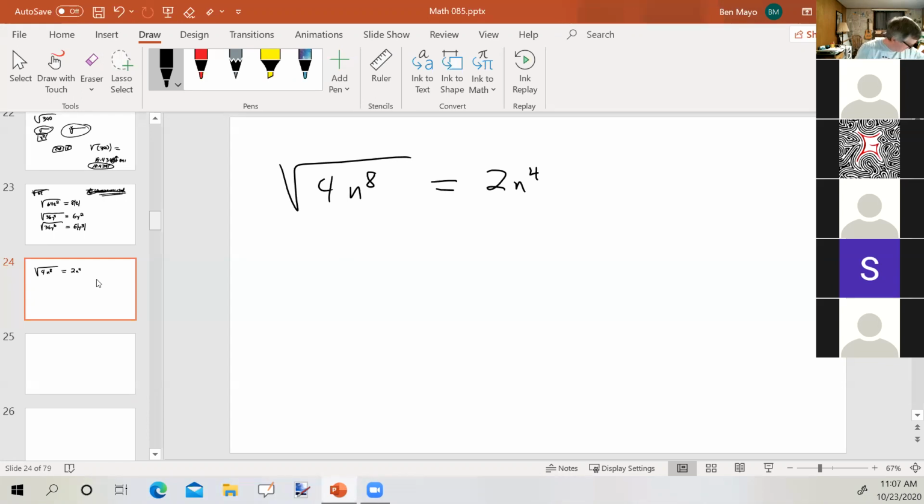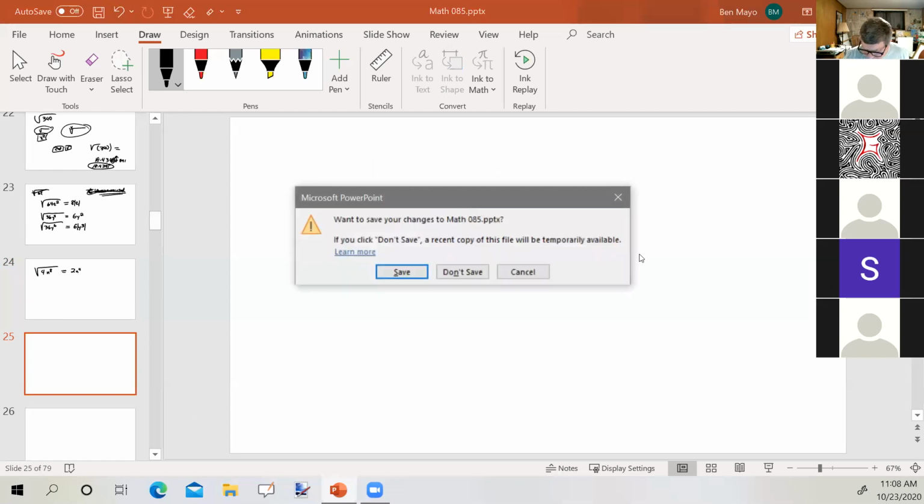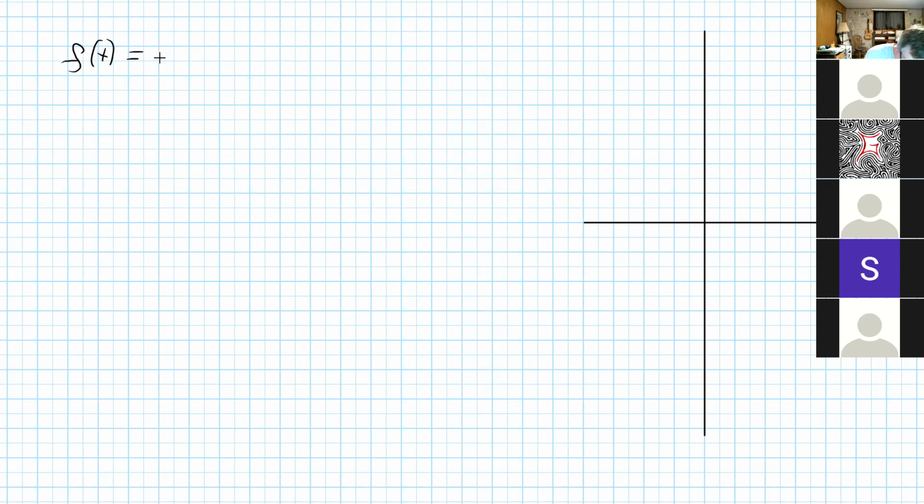Now, let's see here. This says complete each table and then graph the function. What I'm going to do is switch to our other screen so that I can do some graphing. Hopefully this will work. Sometimes it gives me issues. Can everybody see my graphing screen? Great. It says f of x equals the square root of x plus 2.